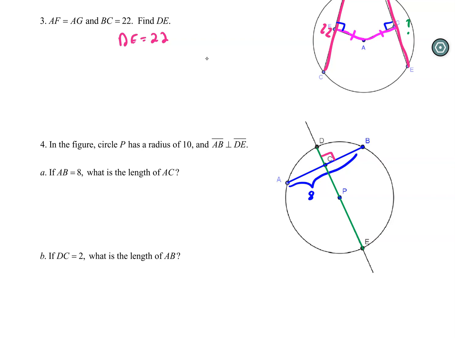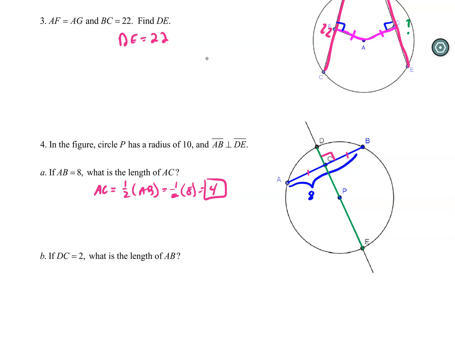So by definition, if I have a diameter intersecting a chord, that is perpendicular to each other, then this gets split into two equal pieces. Therefore, AC is going to equal half of AB, aka 1/2 of 8, which is 4.